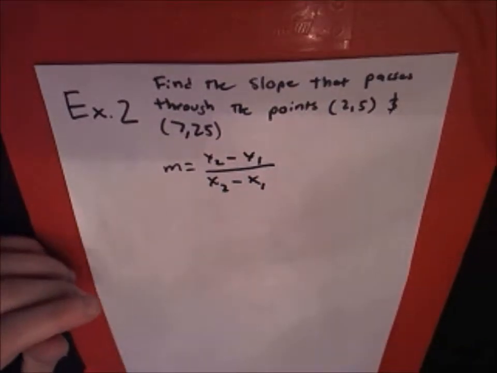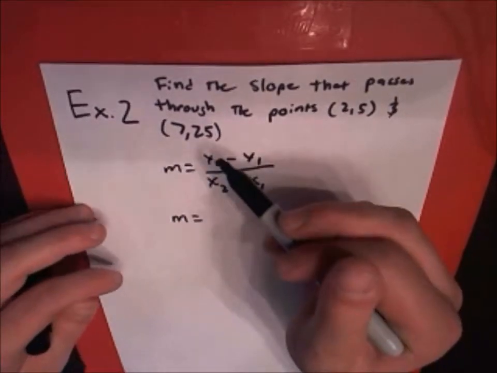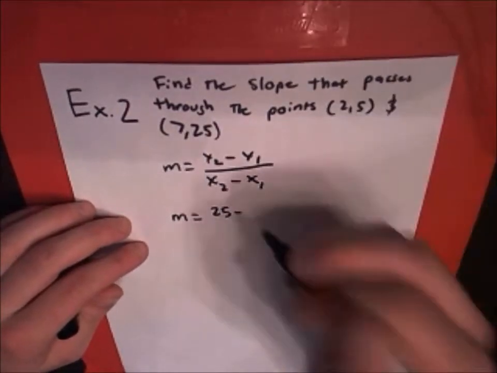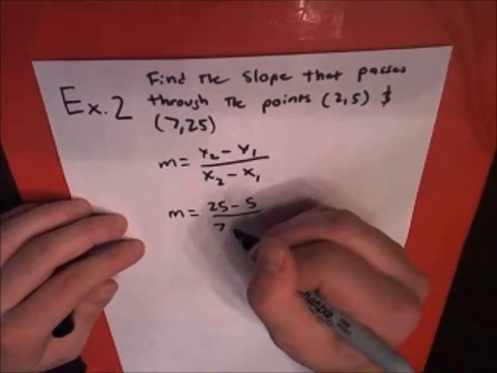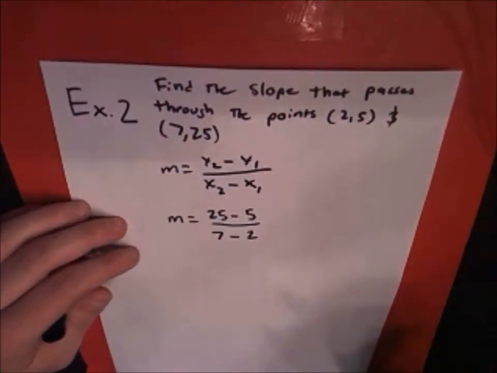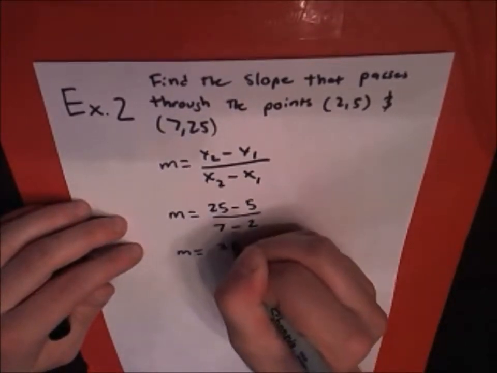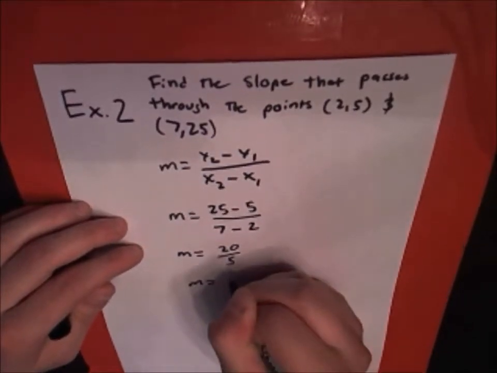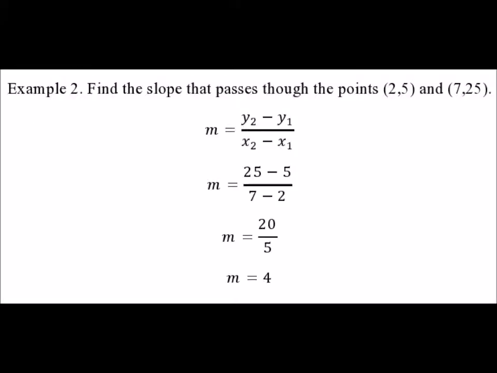So, to do this, we will have m equals y2, which I like to choose the bigger numbers first, so we'll choose 25 minus y1, which is 5, over x2, 7, minus 2. So we have this. Subtract. So we have 20 over 5, and that works out nicely to 4, which is our slope. Again, just like before, if you missed it, pause the video and copy down the problem.